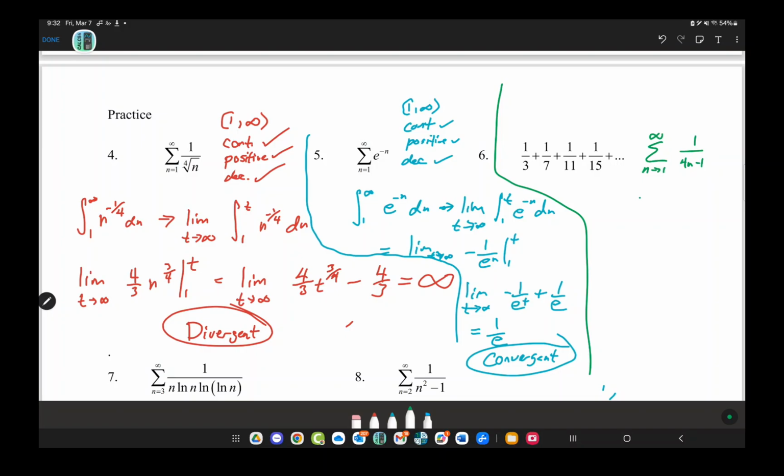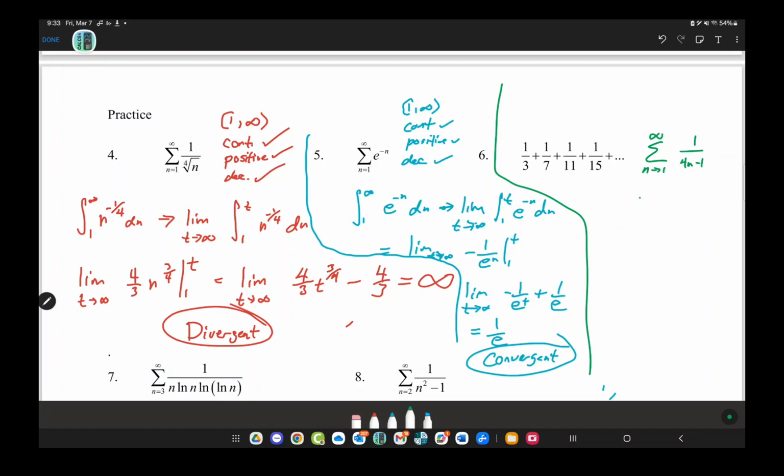Just to reinforce that the integral test does not give us a value. It just lets us know whether it converges or diverges. So if we get infinity, then what's our answer? It diverges. If we get anything other than infinity, it's convergent. So that's it.